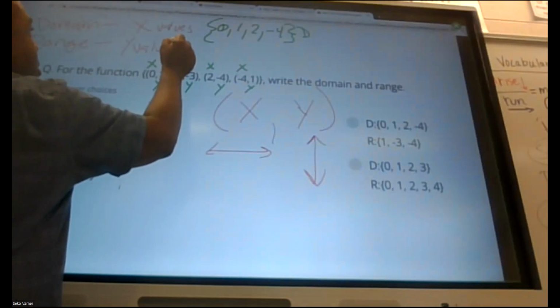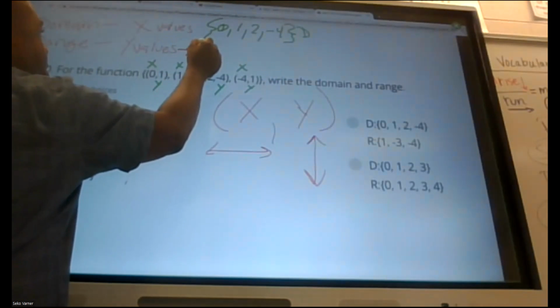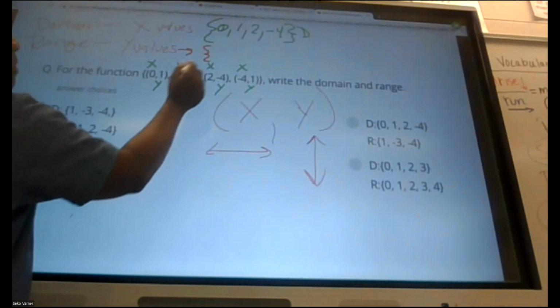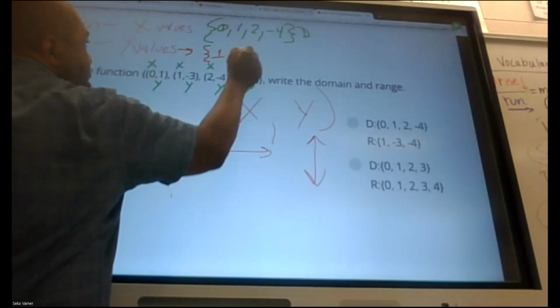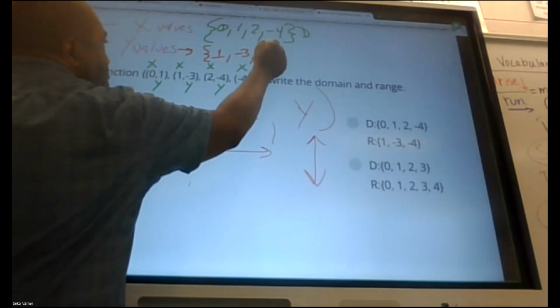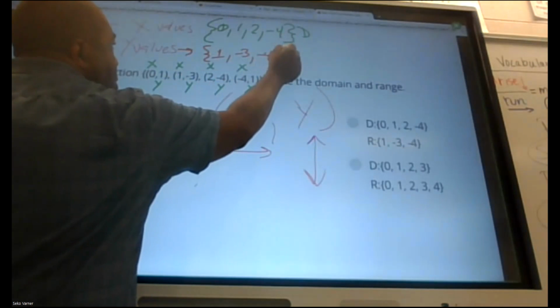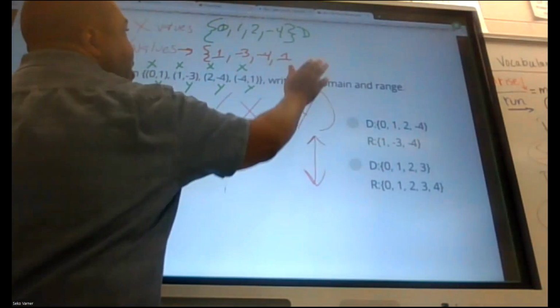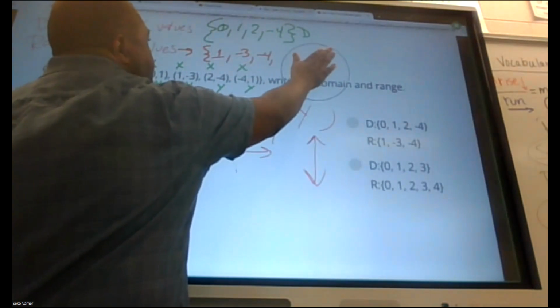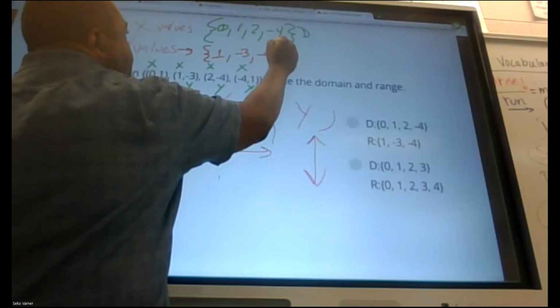And now let's do the range. So my range is all the y values. I'm gonna have my brackets. And so my first one is 1, -3, -4, and 1. Oh, you see I have 1 twice. I may not necessarily need to write it twice. So I'm just gonna erase the second one and have my values.